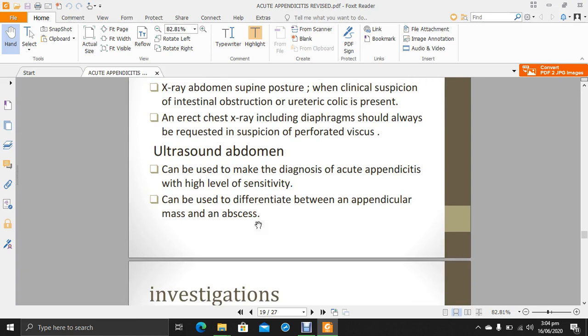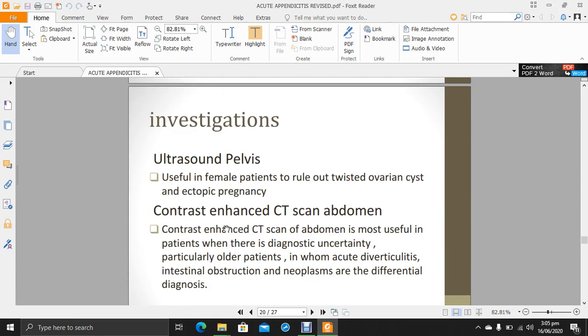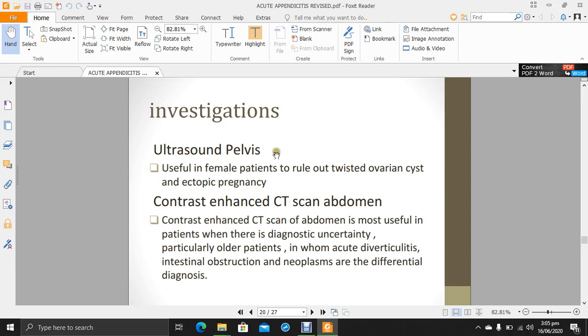Ultrasound can be used to make the diagnosis of acute appendicitis with a high level of sensitivity, and can also be useful to differentiate between abscess, mass, lump, perforation, and periappendicular fluid. So ultrasound is also very useful, and the sonologist in their findings can tell about the probe sign. Especially in females, it helps to rule out twisted ovarian cyst, ectopic pregnancy, and rupture of the ectopic pregnancy.